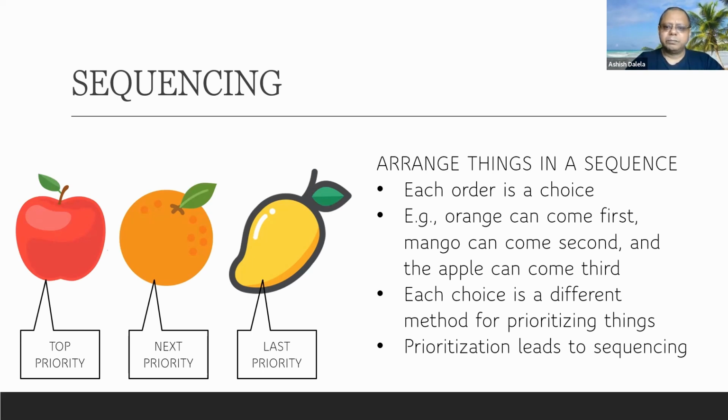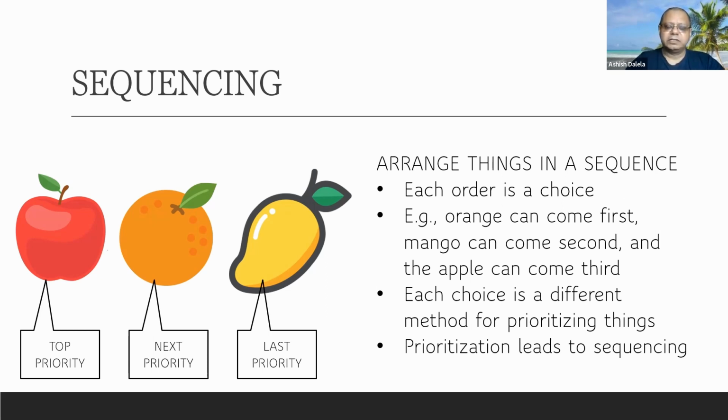So by this whole process of prioritization, we come to what we can call a sequence. And each of these methods of prioritization requires a choice, right? So you can say that apple is first priority, orange is next priority, mango is third priority, or you can reverse that order. So these methods of prioritization are choice, and once you have prioritized them, then you come to a sequence. So these are the three steps.